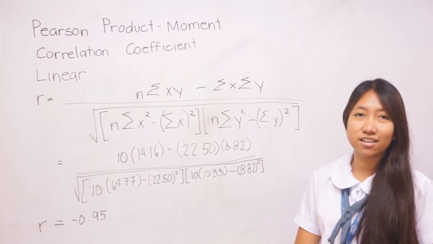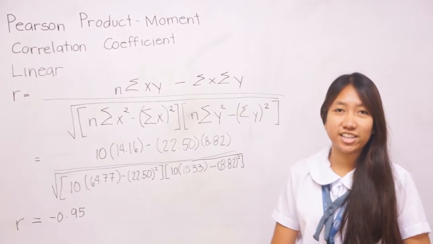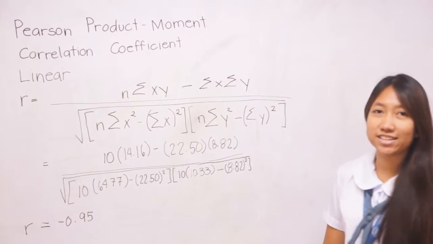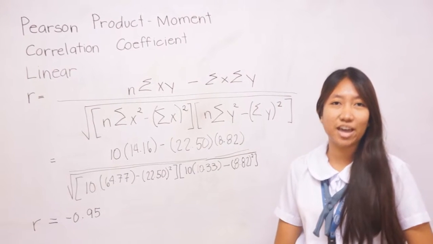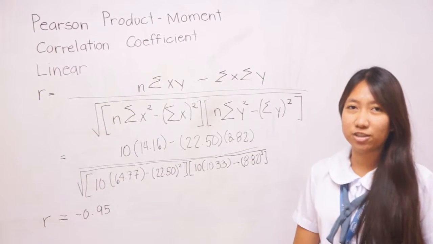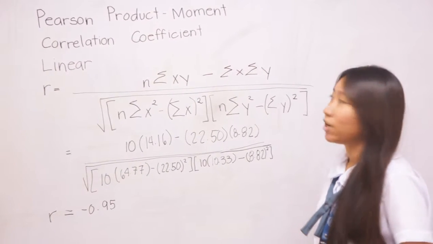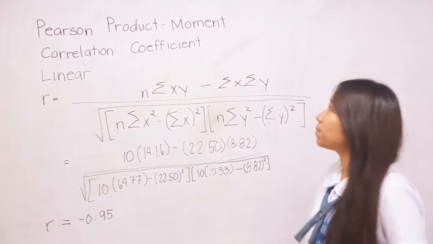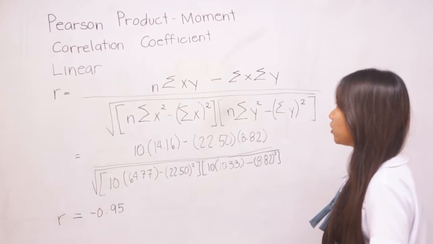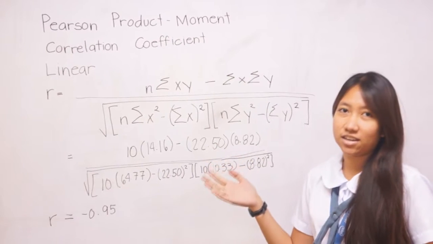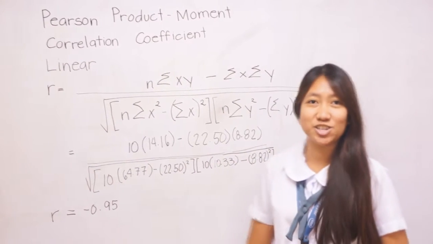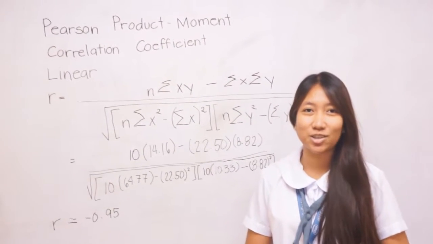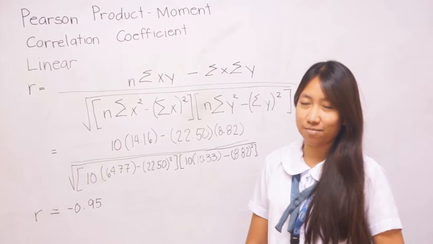After solving the equations for the linear, exponential, power, and saturation growth rate, it is time to know which is the best fit model in solving the problems. By doing this, we can use the Pearson product moment correlation coefficient. What is this? This shows the relationship between the x elements and the y elements of the given data.